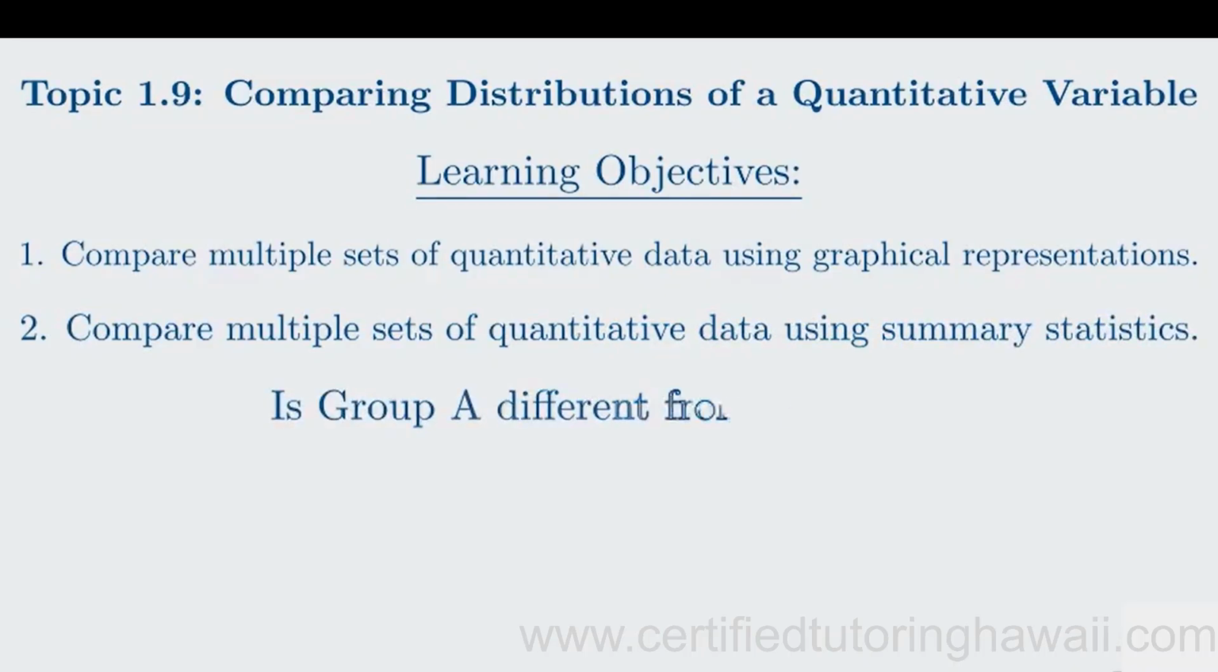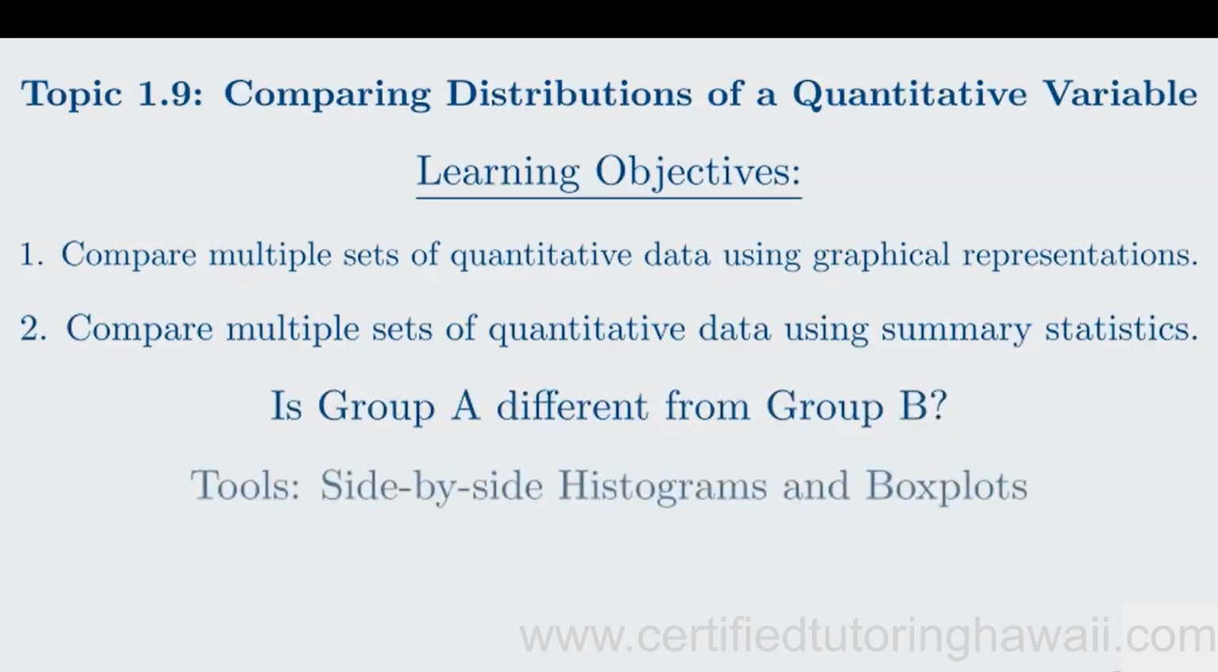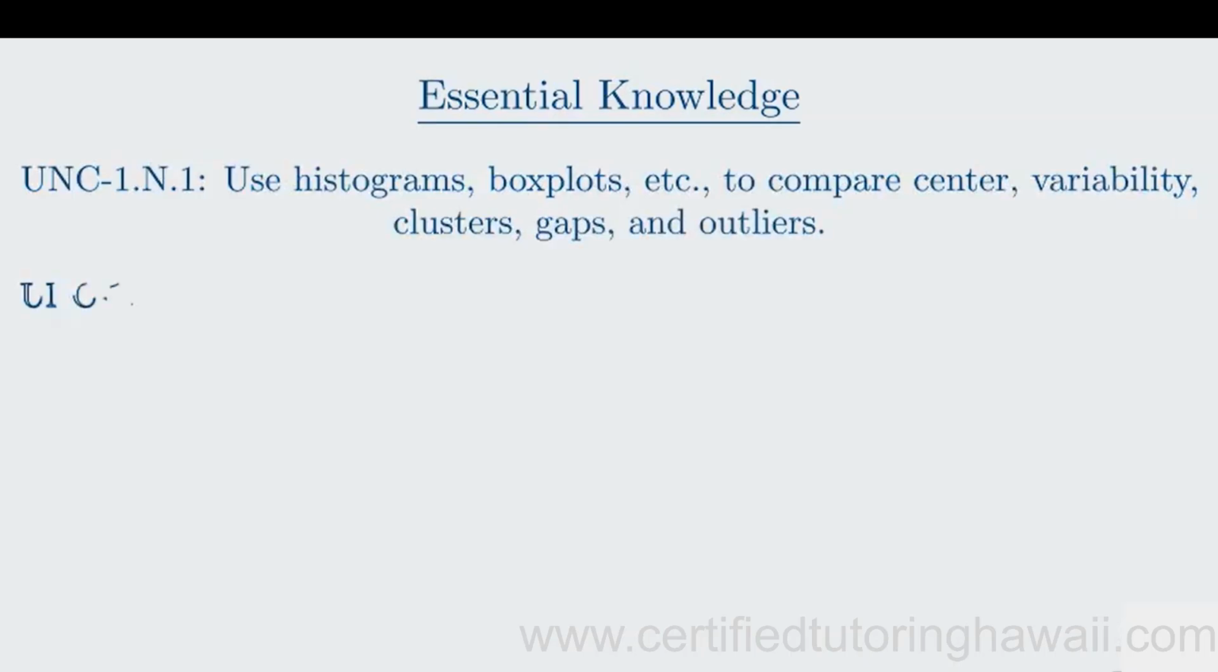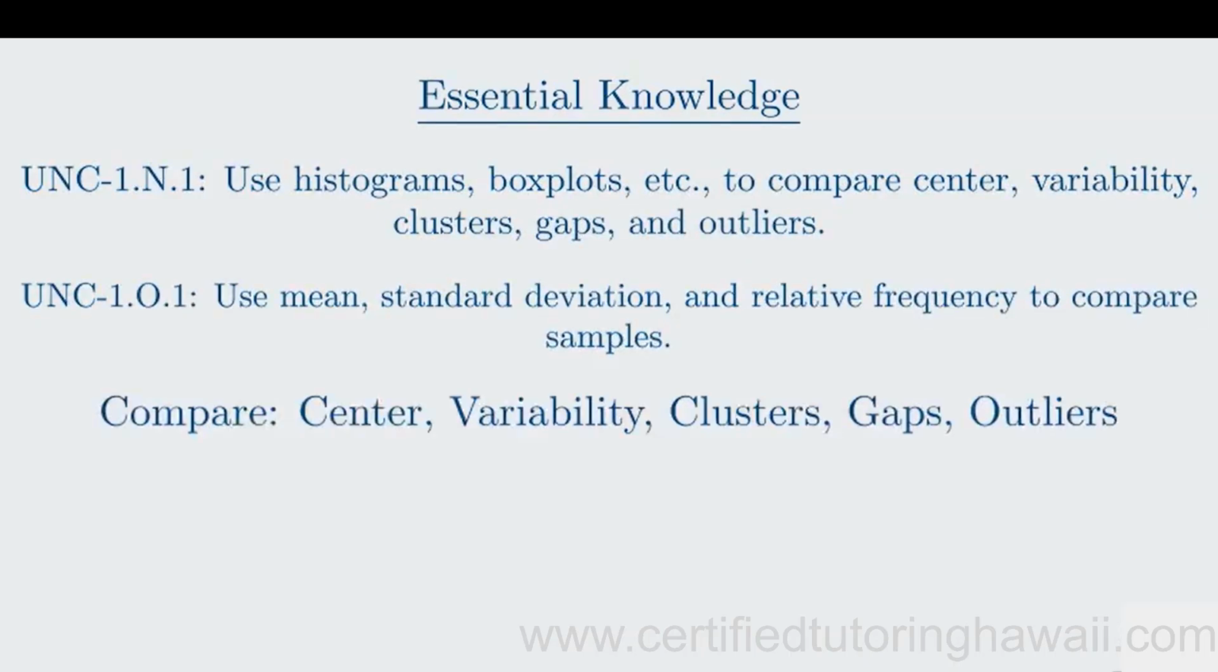In statistics, we don't just describe a single group. We often need to ask, is group A different from group B? To do this effectively, we use the tools we've already mastered, like histograms and boxplots, but we look at them side by side. We'll be looking for specific features: where the data is centered, how much it varies, and whether there are unusual features like gaps or outliers.